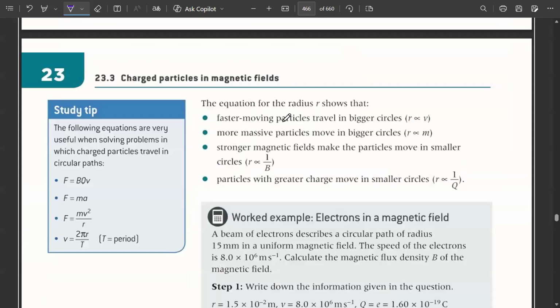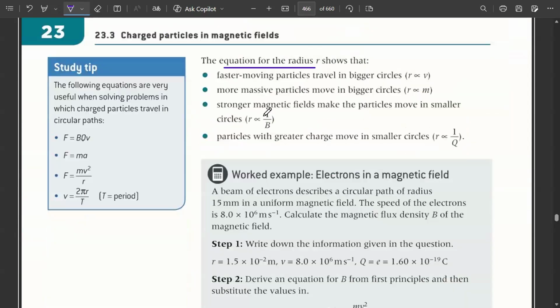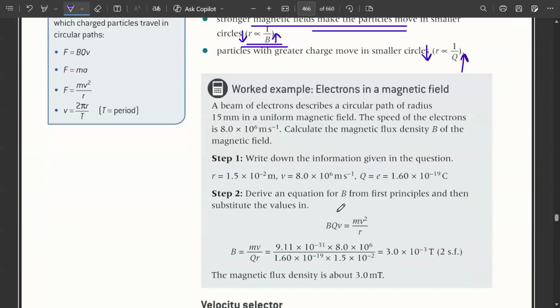Got it? Good. So now we know, according to this relationship, that faster moving particles travel in bigger circles, more massive particles move in bigger circles. A stronger magnetic field means they would move in a smaller radius, so a smaller circle will be produced. And a greater charge will also mean smaller circles. Clear?